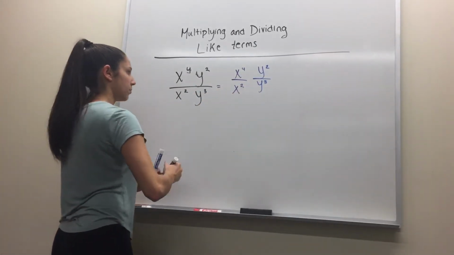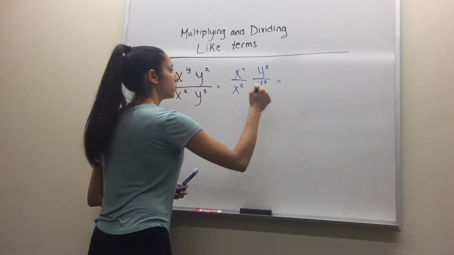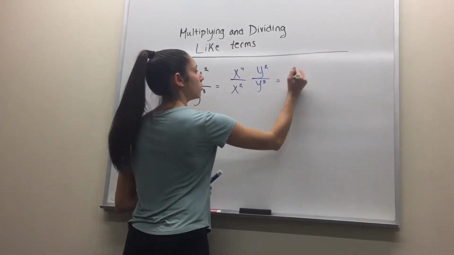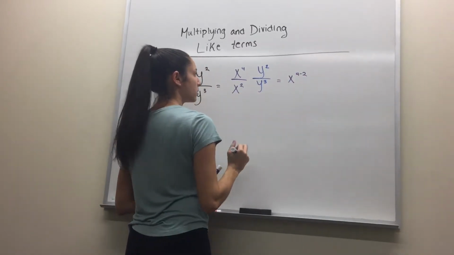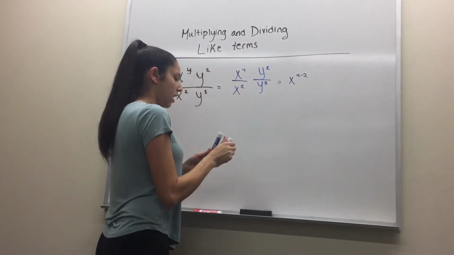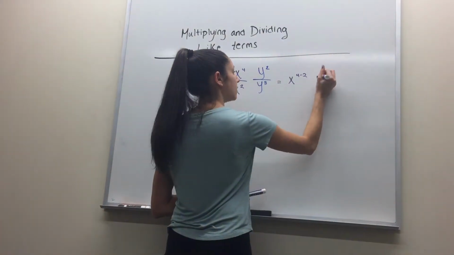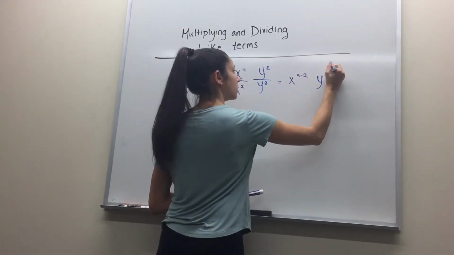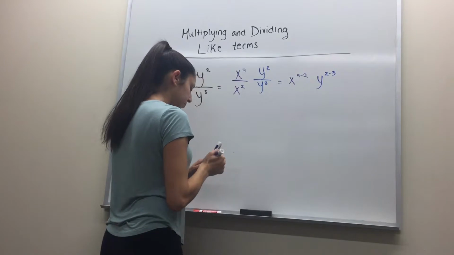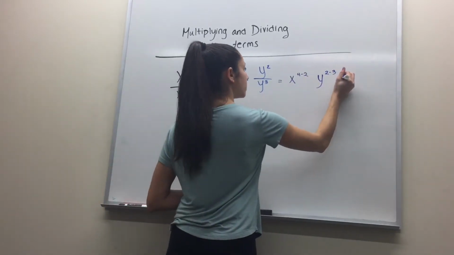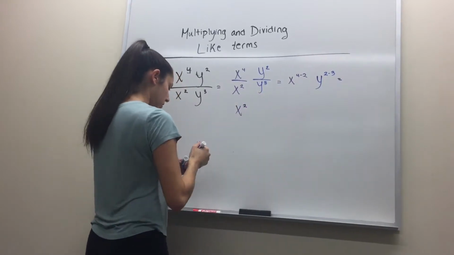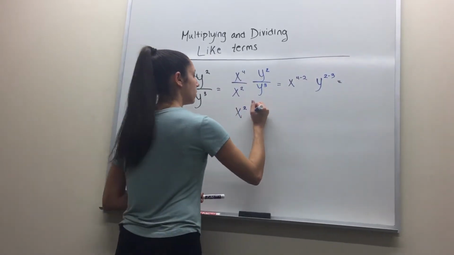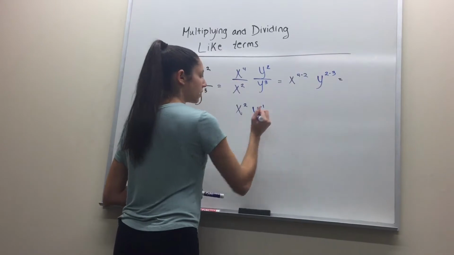So this would equal our x. We'll do the numerator exponent minus the denominator exponent. And then same thing with the y. So we'll have our numerator minus our denominator. So now we get x, 4 minus 2 is 2, times y, 2 minus 3, which is -1.